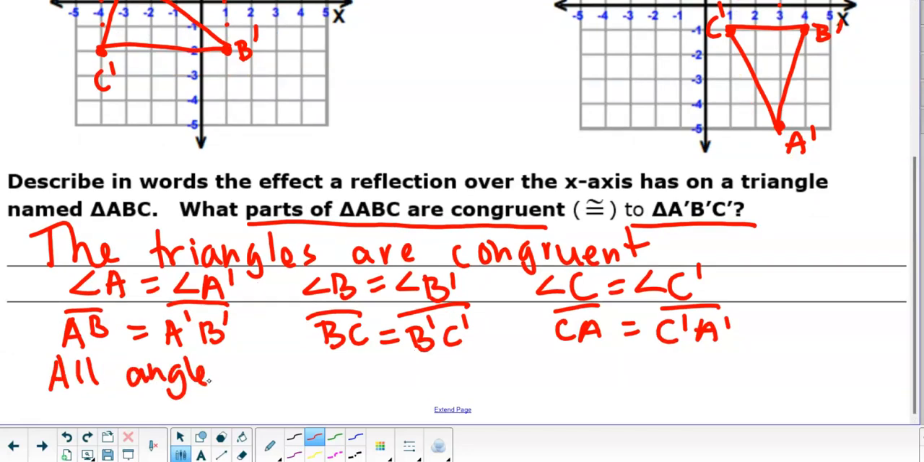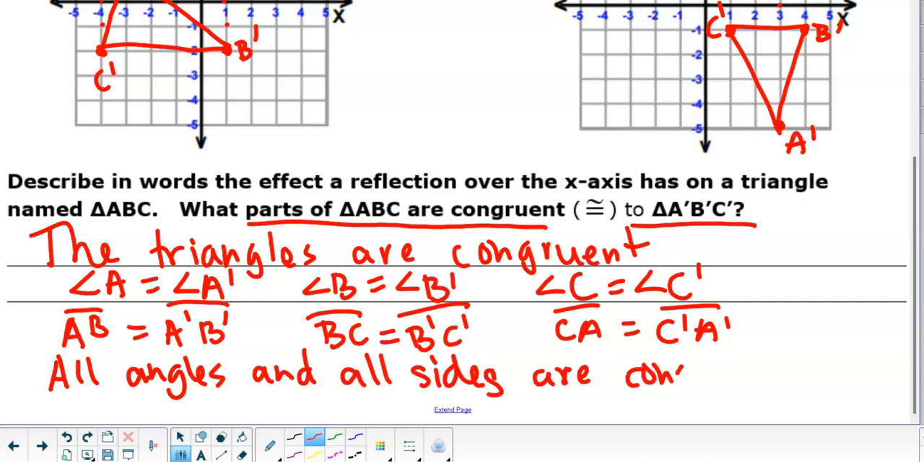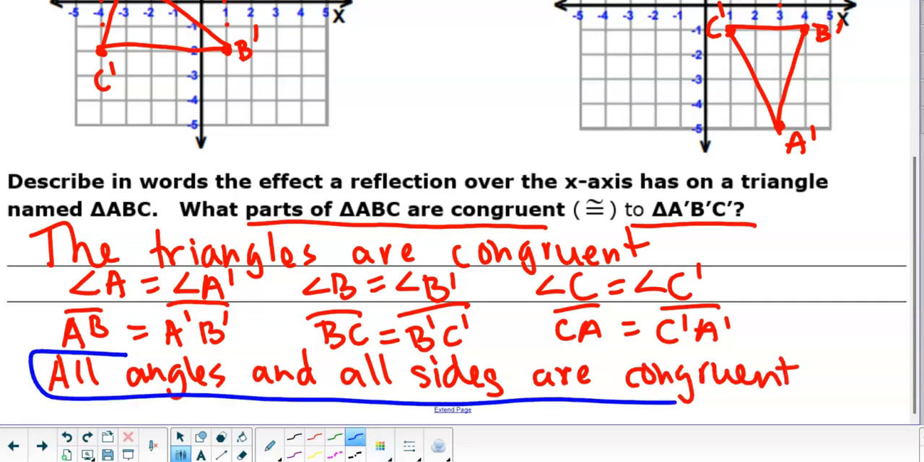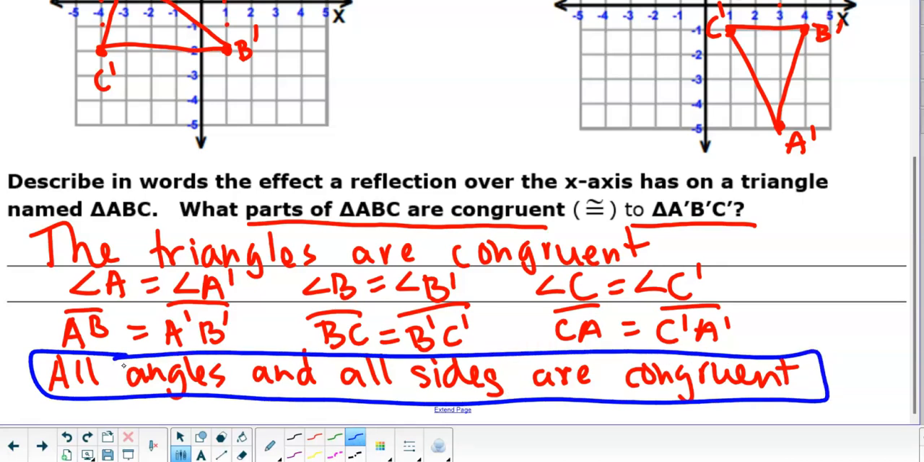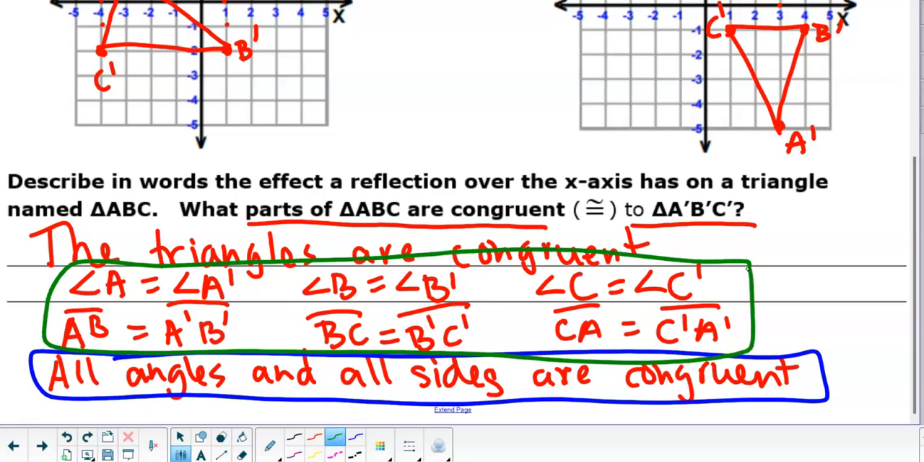All angles and all sides are congruent. So you can write it in English with this sentence, or you can write it in math using these notations. That concludes the examples for homework number 24.